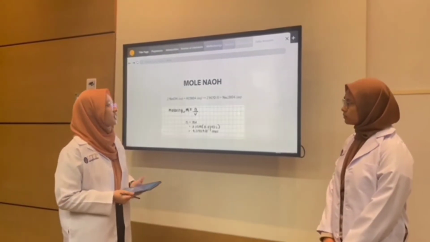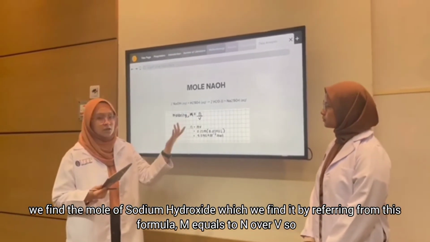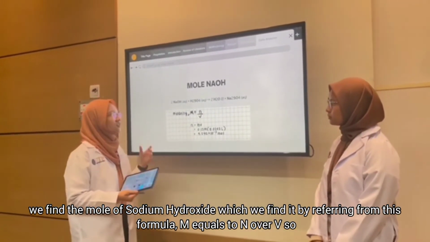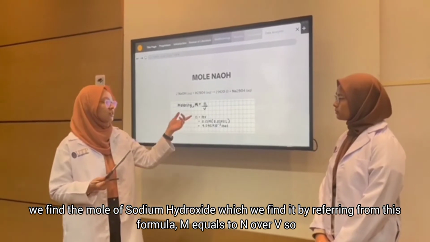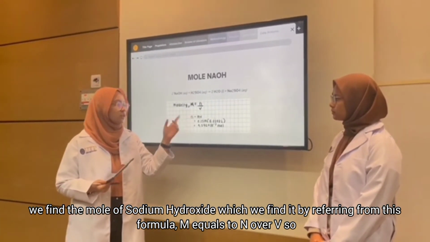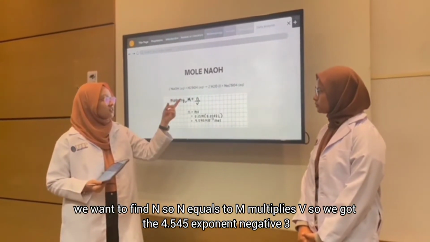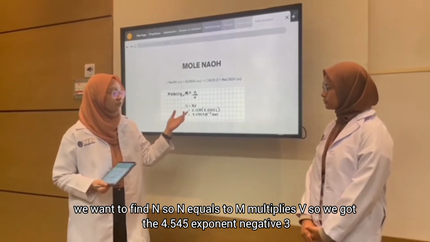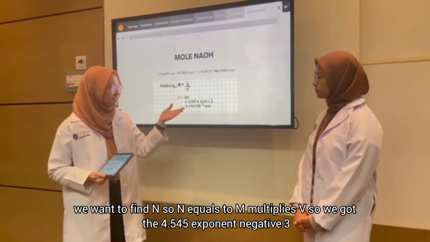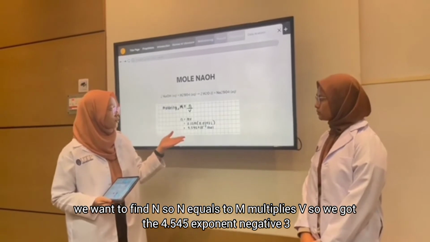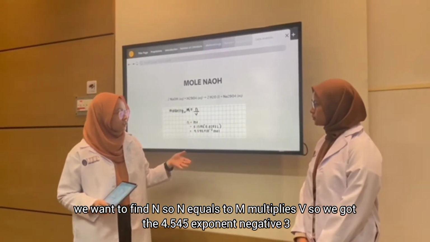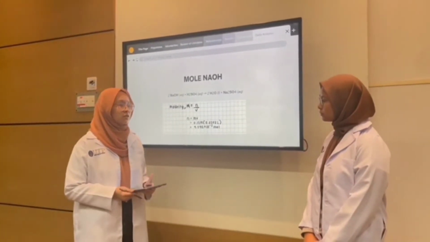Next, we find the moles of sodium hydroxide, which we find from this formula, M equals n over V. So we want to find n, the moles. So n equals M multiplied by V. So we got 4.545 × 10^-3 mole.